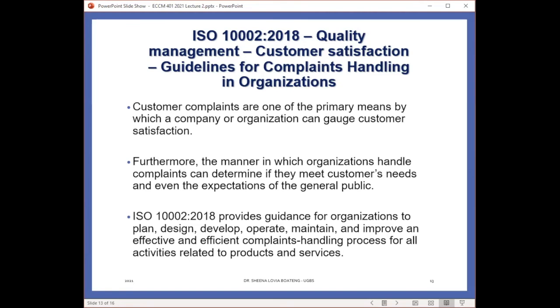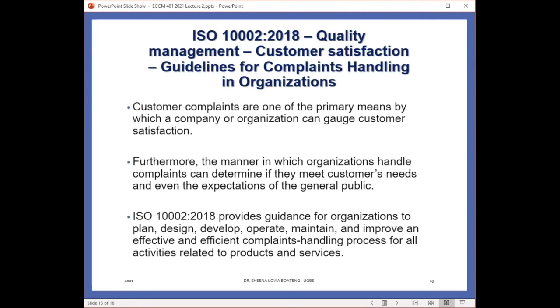Exactly. So we need a way of handling these complaints to ensure that we do not lose our customers completely and get them to become terrorists. The manner in which we handle the complaints is what is going to make the difference between them becoming a terror and them becoming apostles.